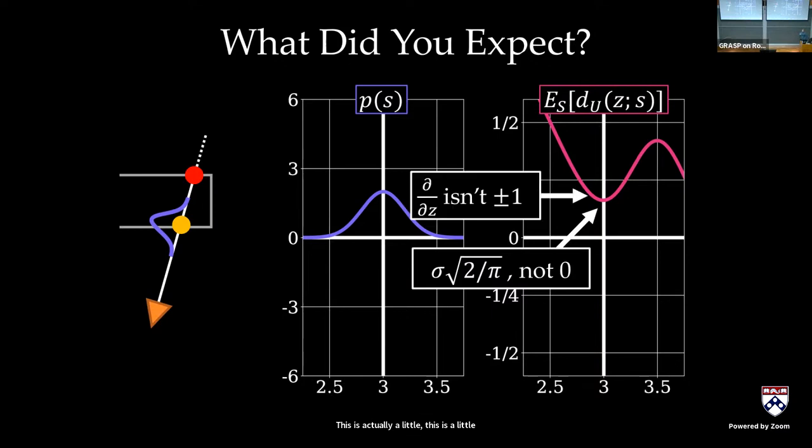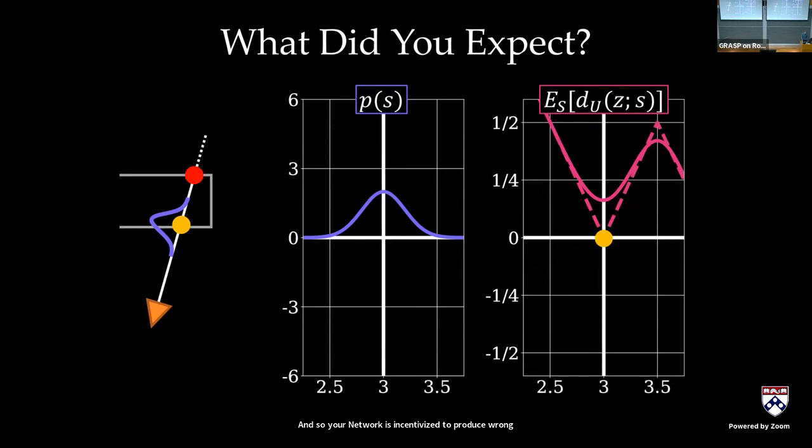The other thing is that the derivative is definitely not plus or minus one. And so basic things you assume about distance functions, like they're zero at the intersection and their derivative is going to be one, well, they don't hold anymore. And so your network is incentivized to produce wrong outputs. And so you can actually look at this function, and you can sort of control the uncertainty. Let's see how this goes. So basically, as you get very, very certain about the location, you recover essentially the original unsigned distance function. And as you get uncertain, the function sort of fluctuates up and down.